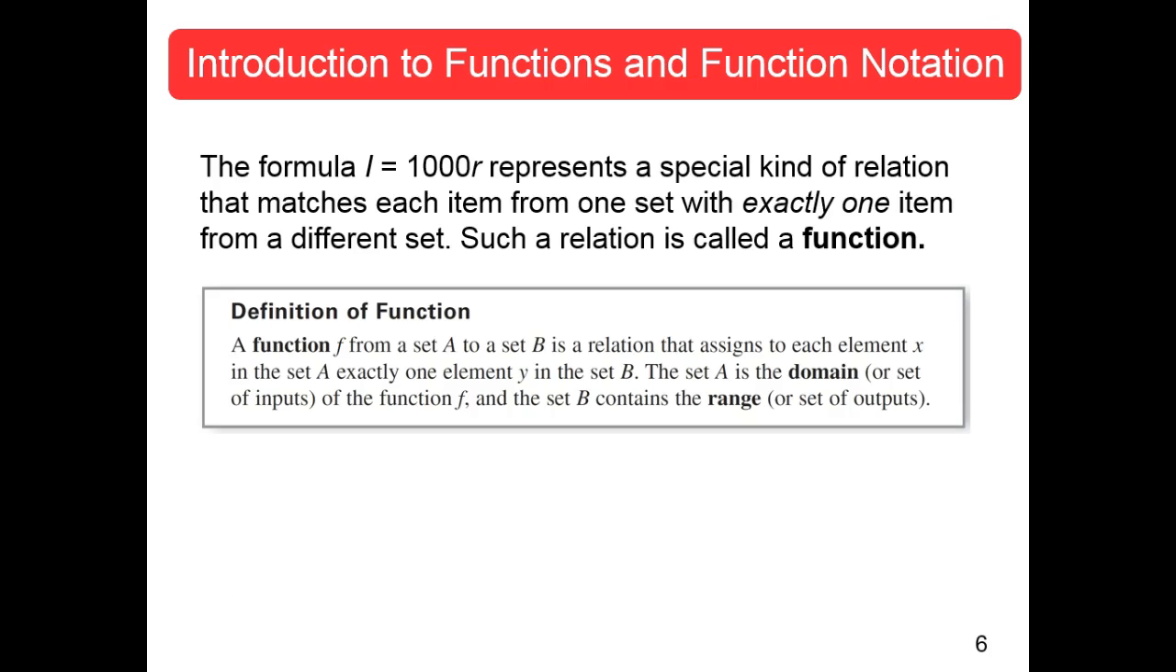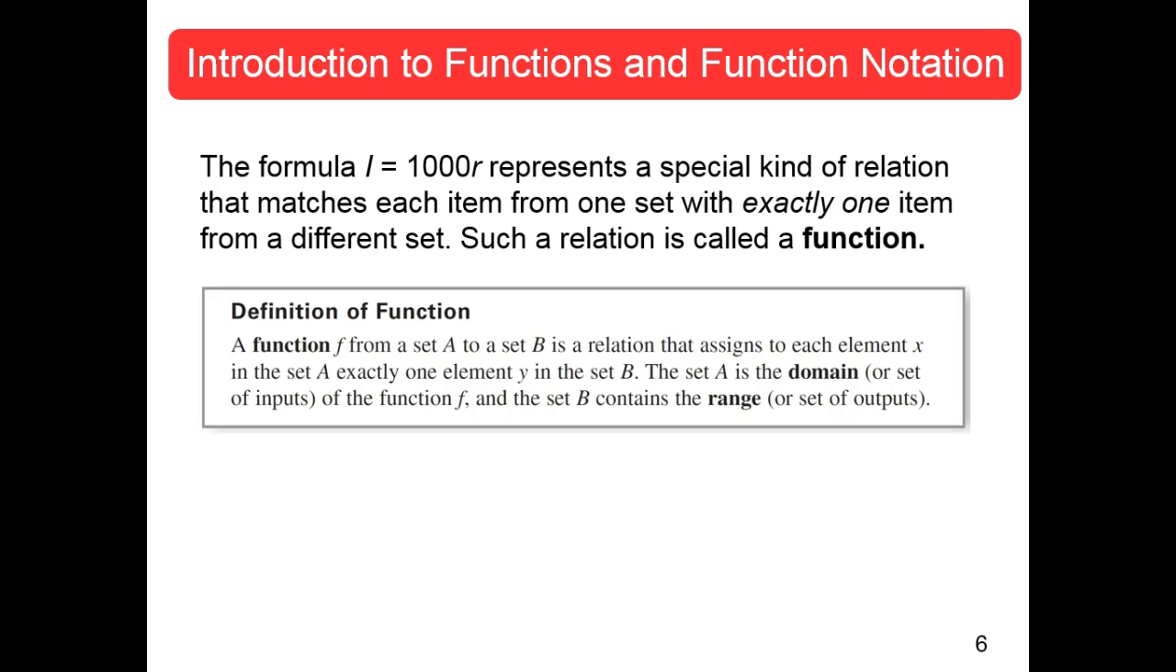That represents a special kind of relation, and we talked about this last time, that matches each item from one set. What were those two sets called? Not A and B, they were called that. What was the name? What were they? The input set was the domain, and the output set was the range. Excellent. Okay, those two sets: one item from the set, the domain, matched with exactly one item from the different set, the range.